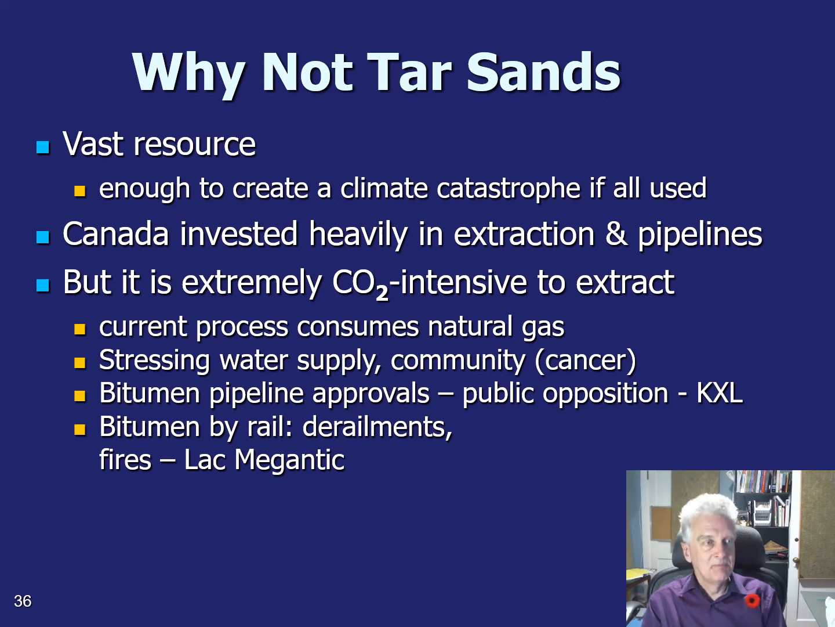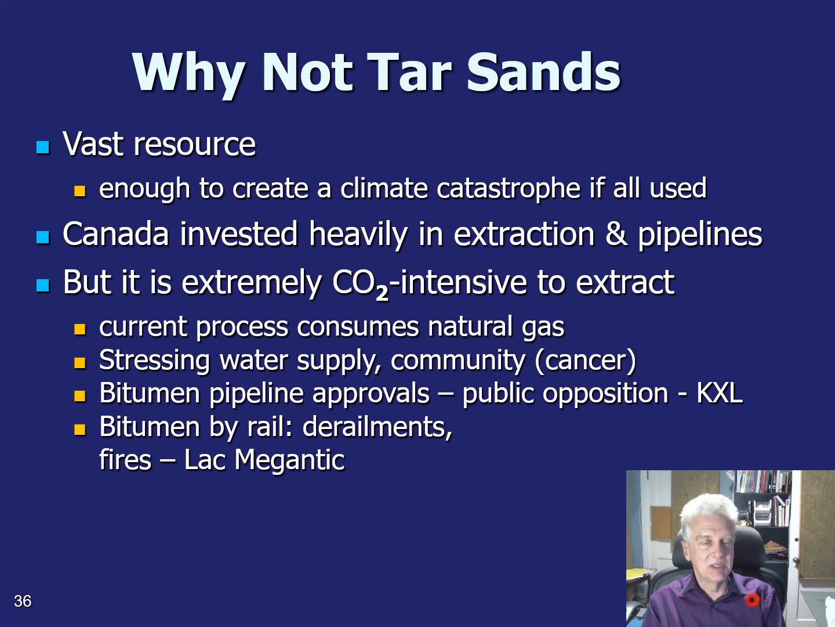The process for extracting it uses a lot of natural gas as a fuel for softening up and separating the bitumen. There's also danger to the local community through effects on the water supply. This also creates a lot of volatile compounds that get dissolved in water, tend to be carcinogenic, and they run up through into the Arctic.